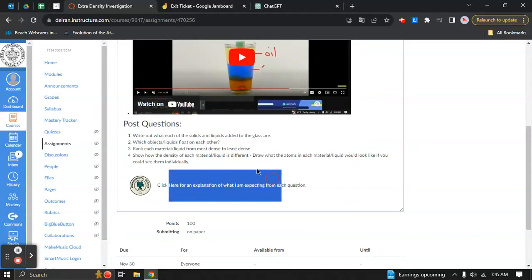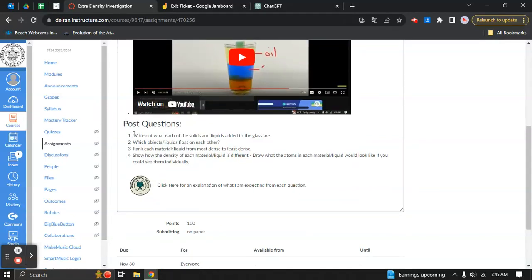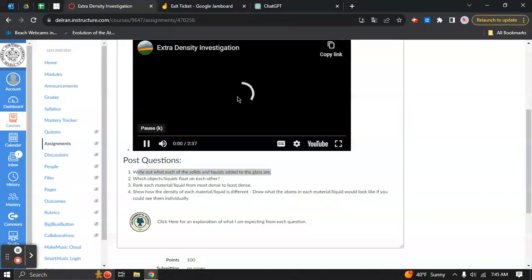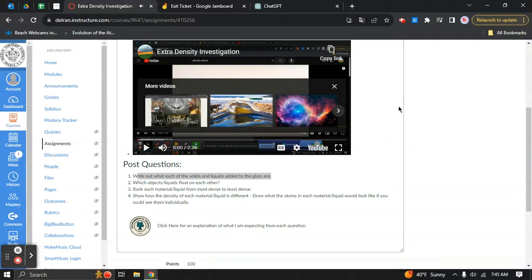So this is for help with the questions. You may be saying, what are you expecting? For number one, write out what each of the solids and liquids added to the glass are. I just want you to remember what these things are made of. In the video, I tell you, but on this, for number one, just write the blue liquid is this, the dark brown one is this, the yellowish one is this. Okay? Just tell me what's in there, just so that we can categorize our thoughts and think about this in an organized manner.